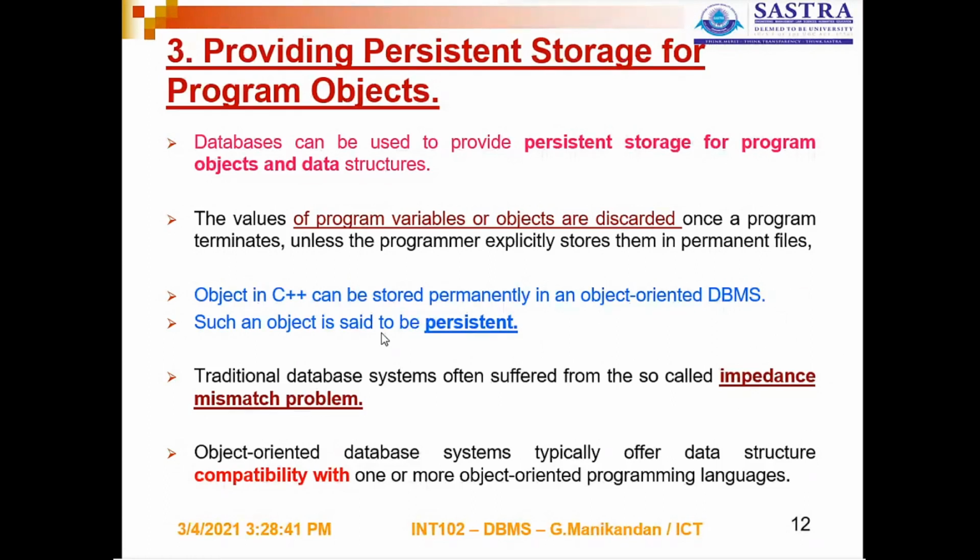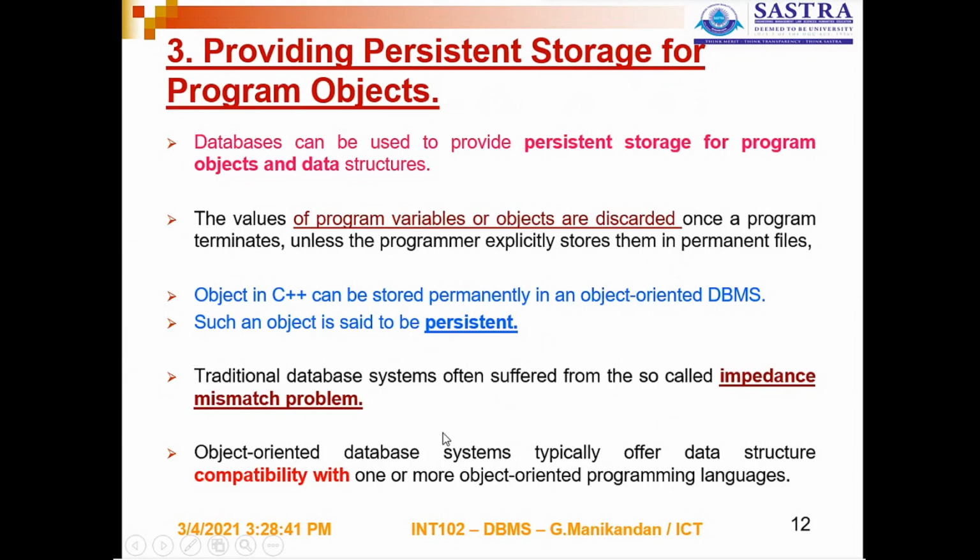This conversion will be automatically done by your object-oriented database management system. Whereas it is not possible in the case of the traditional system for this type of conversion. Your traditional database management system won't perform this type of conversion. Because of that, we are saying that with respect to the traditional database system, we will have the impedance mismatch problem.